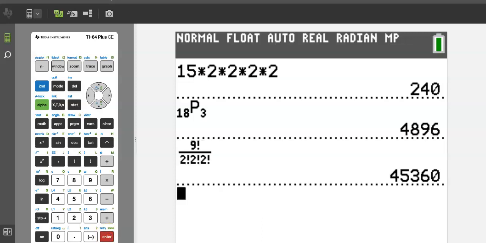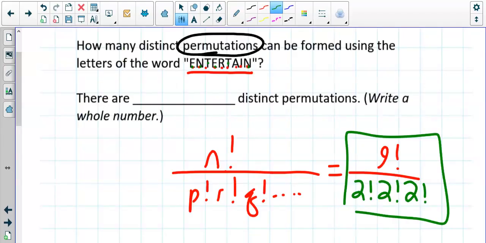And boom! That's how many distinct permutations of the word entertainment we can have. 45,360. And there we go. Just a little formula.